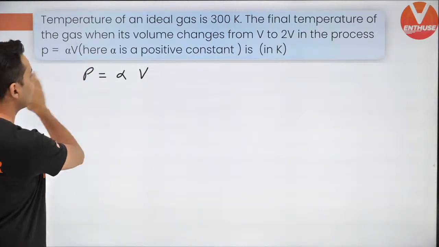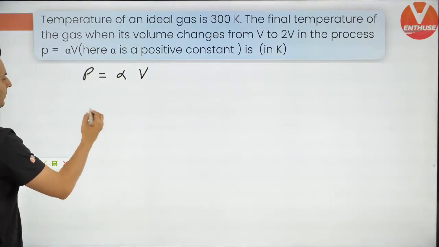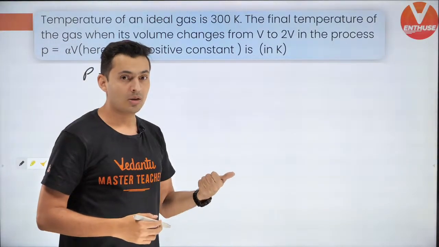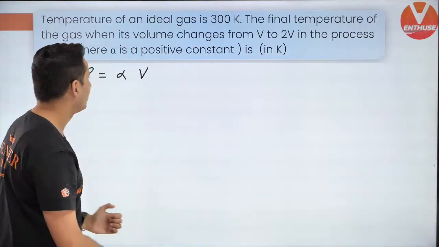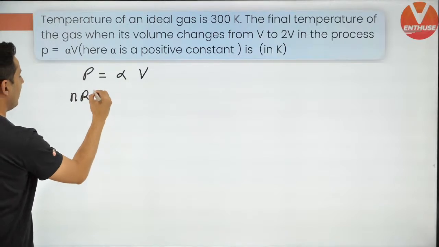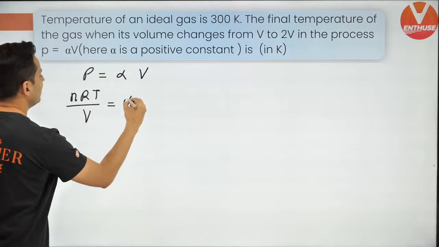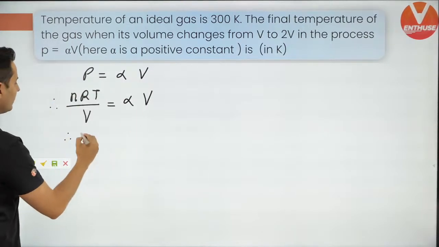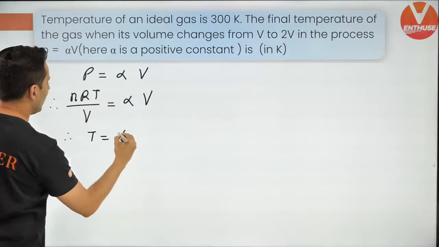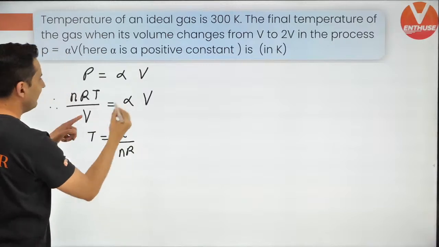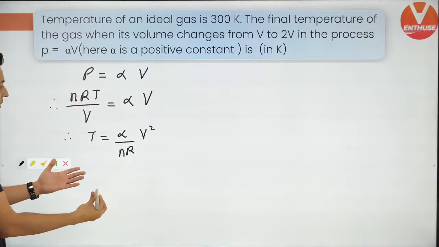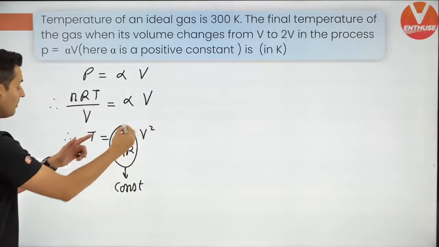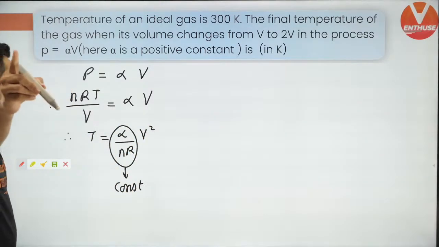So first, get rid of pressure because I want temperature. Use the ideal gas equation: PV is nRT, so pressure is nRT by volume. Substitute that: nRT divided by volume is alpha into V. Now rearrange and you will get T equal to alpha by nR, V into V is V square. All these things are nothing but constants. Temperature is proportional to the square of the volume.